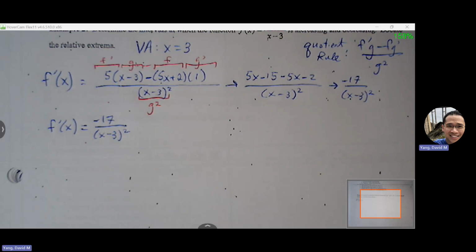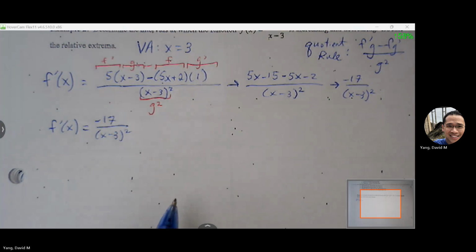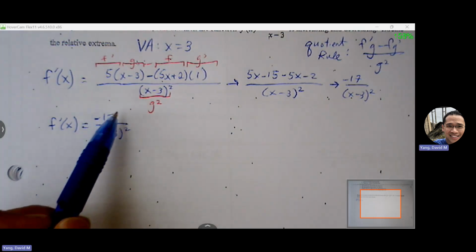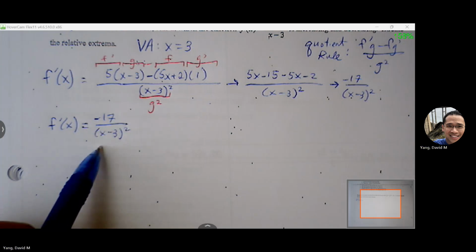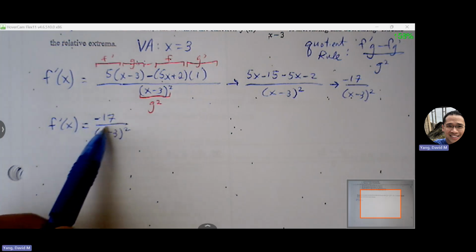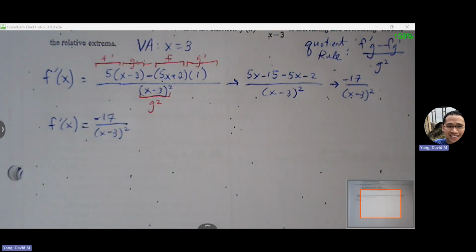Okay, so we've got to find critical points. Where do we normally look for critical points? We have to consider both the numerator and denominator, right? Is there anything from the numerator? No. There's no variable here. If I try to set negative 17 equal to 0, that doesn't make sense. So at least we looked.